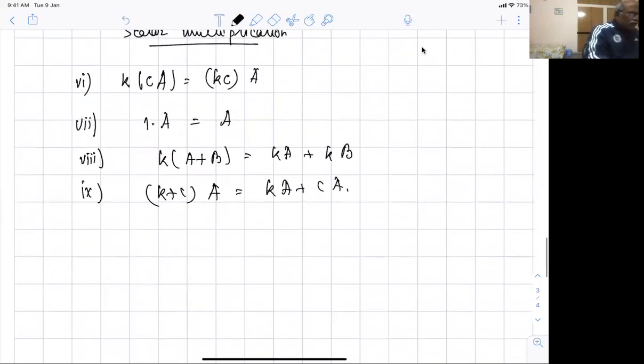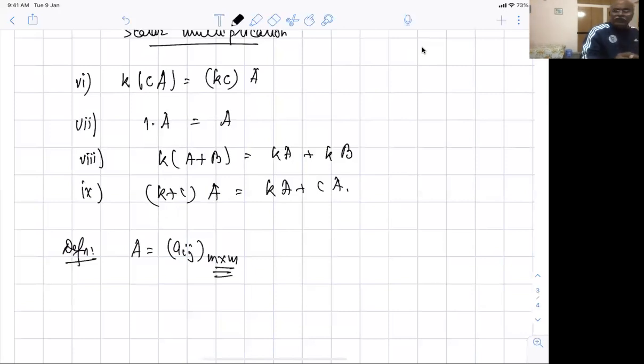Fine. Now the idea of these conjugate, transpose and so on is to relate what are called symmetric and skew symmetric matrices and Hermitian and skew Hermitian matrices. So let me give the definition of that. So take A, which is equal to Aij, and this matrix is going to be a square matrix, M cross N. That's very important, a square matrix.